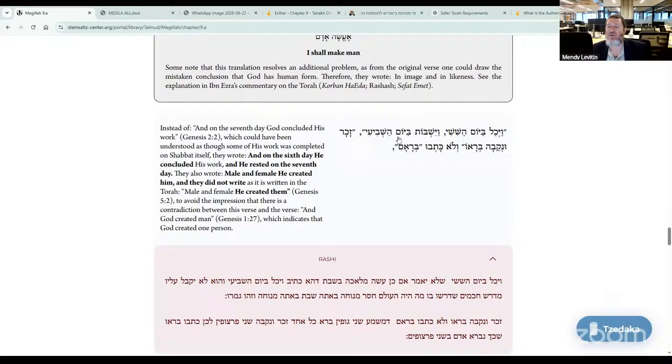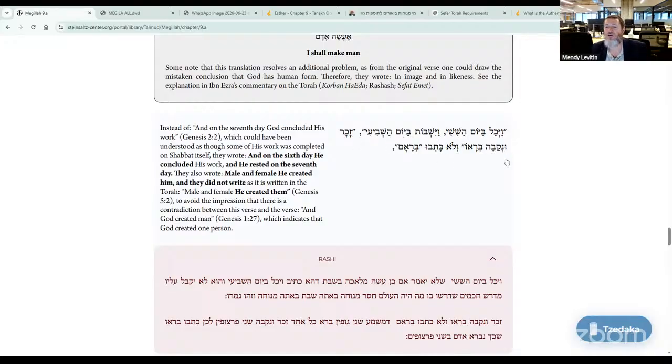Vayechal Elokim bayom hashishi vayishbot bayom hashvi'i. Our verse says God finished on the seventh day, and He rested on the seventh day. So then Talmud Melech would say, what are you talking about? He finished on the seventh day means He didn't rest on the seventh day, which means you could work on Shabbos. So therefore they changed it: Vayechal bayom hashishi, He finished on the sixth day, and He rested on the seventh day.